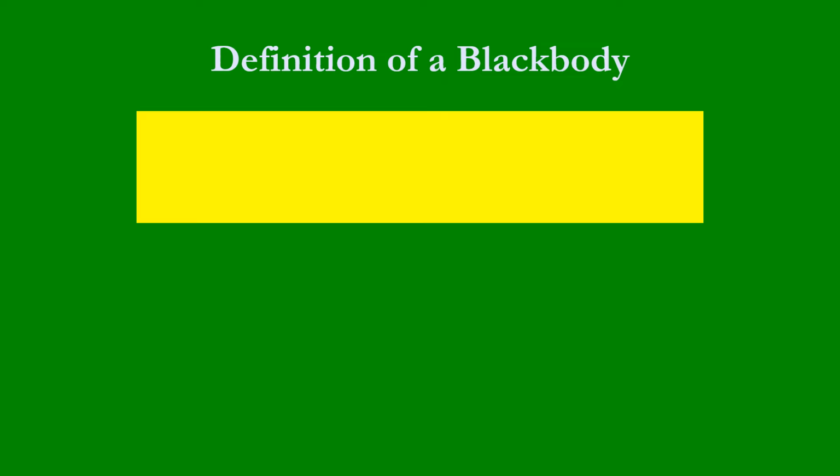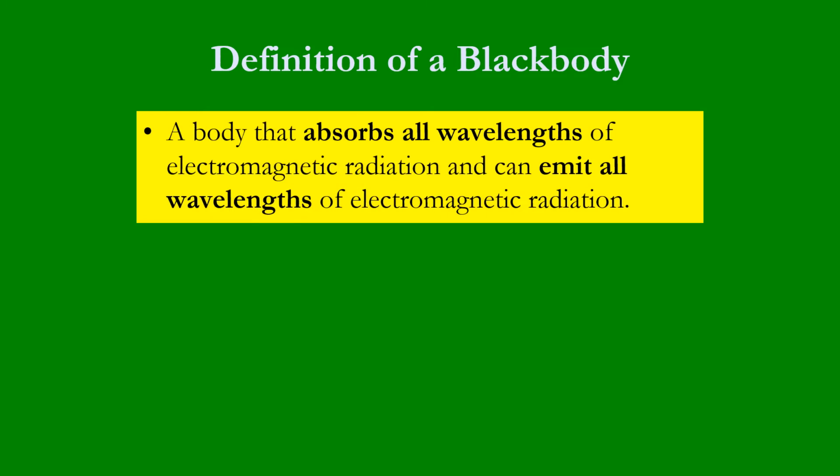So first of all, we'll start off with the definition of a blackbody. As I said, with every chapter, every part of physics we've done so far, there's 1 to 2 mark definition questions. So defining a black body, we can say that it's a body that absorbs all wavelengths of EM radiation and can emit all wavelengths of EM radiation. So we can assume that a star behaves as a black body.